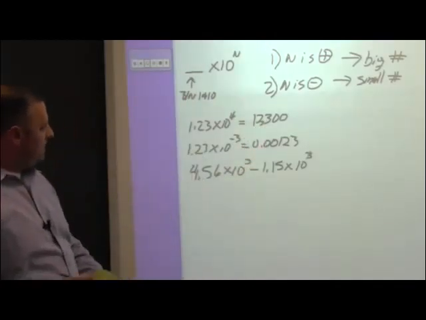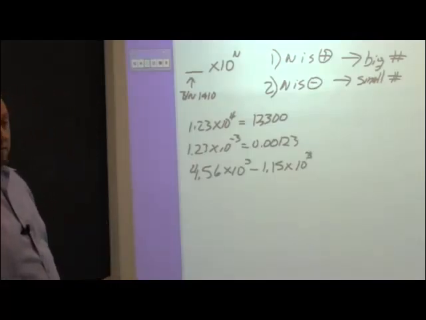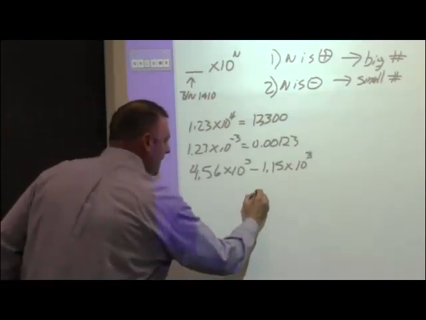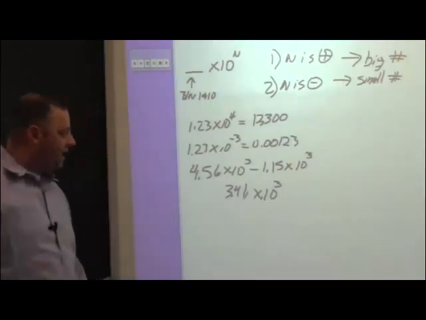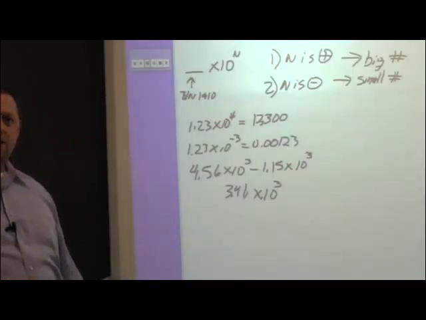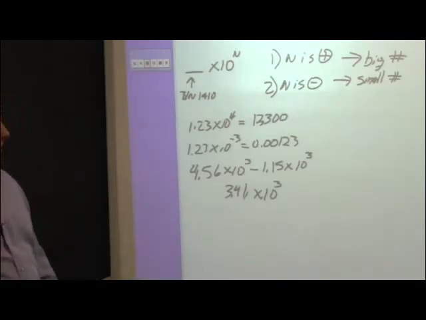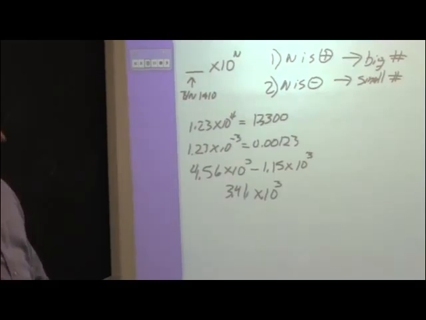But since these two scientific numbers have the same power of 10, your answer is going to keep that power of 10, so times 10 to the third. And then all you got to do is subtract, take 4.56 and subtract 1.15 from it. When you do that, you get 3.41. And it is in scientific notation. If that was a plus, you would add the 4.56 and the 1.15 and put that number in front of the times 10 to the third. That's how you would add and subtract scientific numbers.